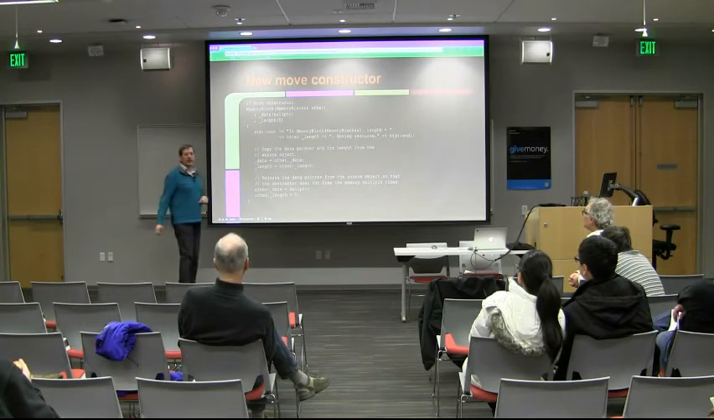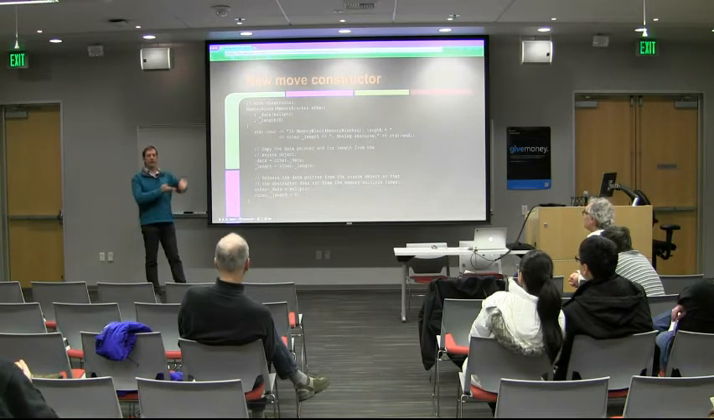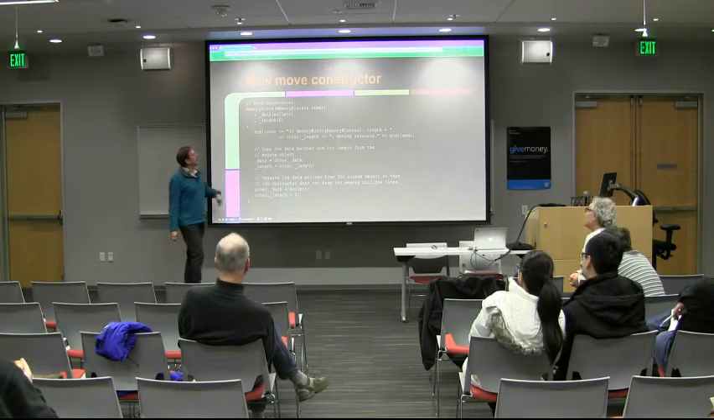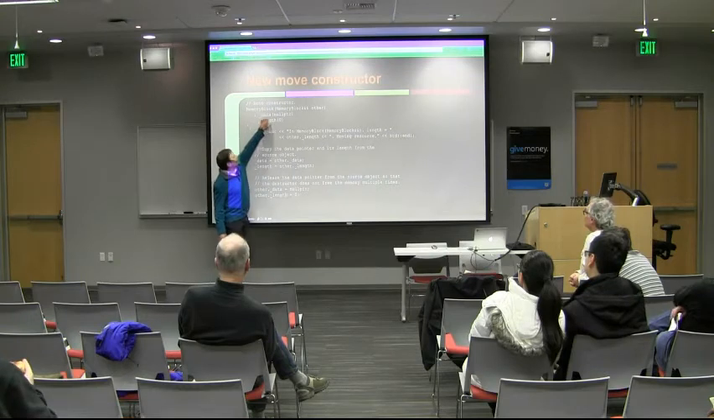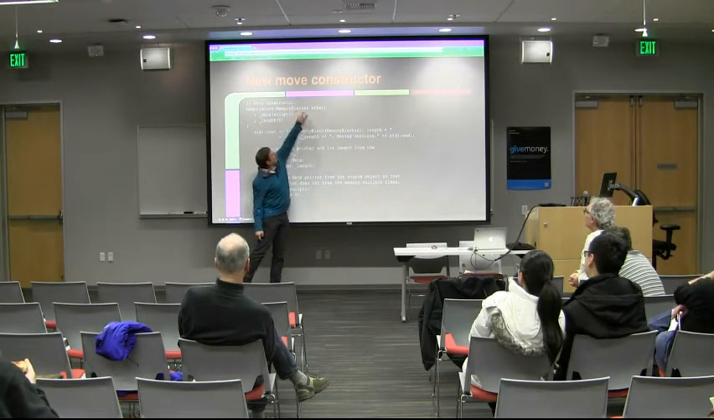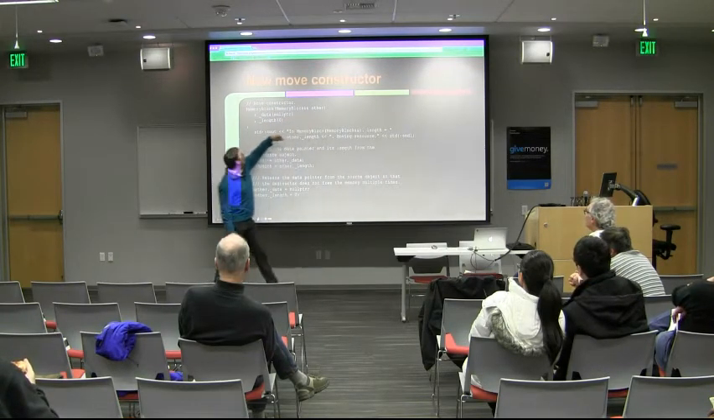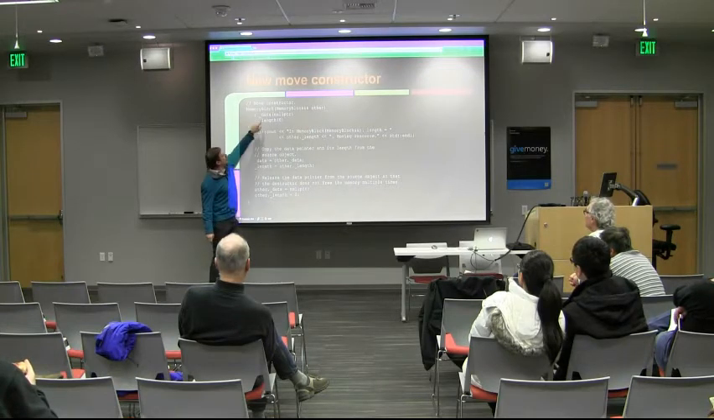So can everybody see this? This is about as big as I could make it and still fit it on a slide. So we've got a memory block, and we're going to copy it with another memory block, R value reference. This is the other one coming in. Let's say it has data, which we initialize with a null pointer, and a length, which we initialize with 0.